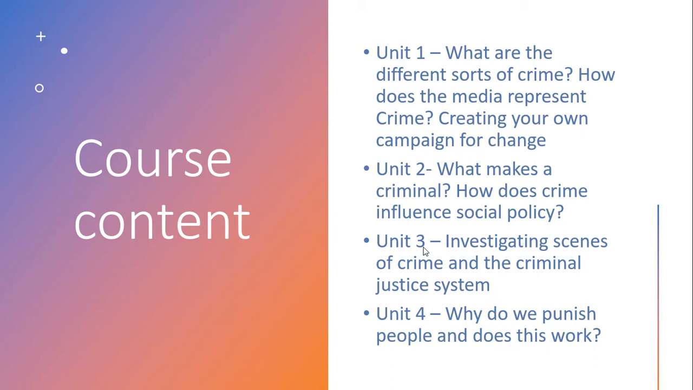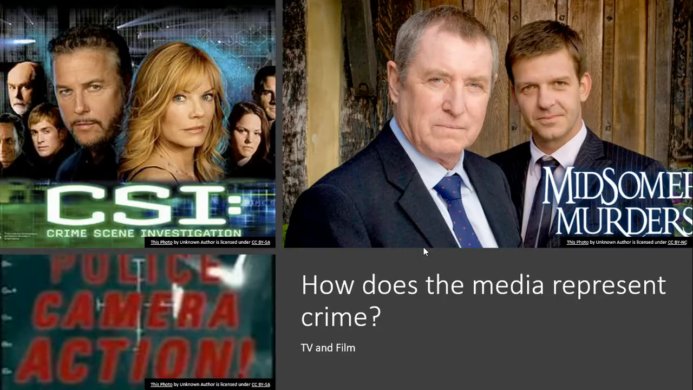Unit 2 is our examined component in Year 12, covering what makes a criminal and how does crime influence social policy. In Unit 3, which is in Year 13, you will look at scenes of crime and the criminal justice system from the commission of crime right through to the punishment. In Unit 4, we concentrate on why people are punished by society and does this work.